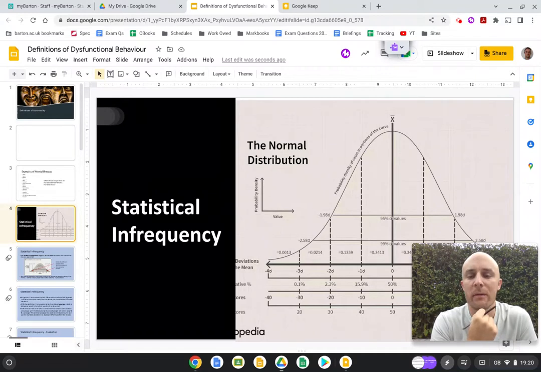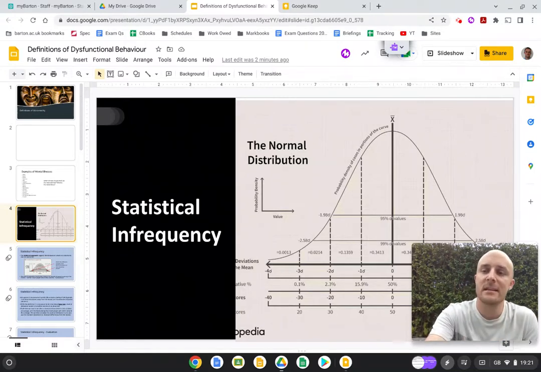So essentially, what we mean by definition of abnormality is what actually is abnormality. What's the level? What's the criteria? Is it how rare something is? Is it how bad something is? So really, we are trying to define abnormality.